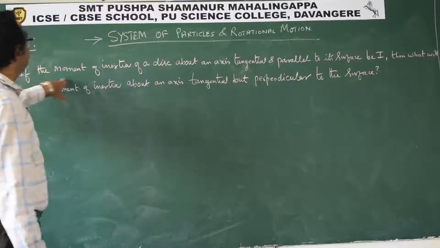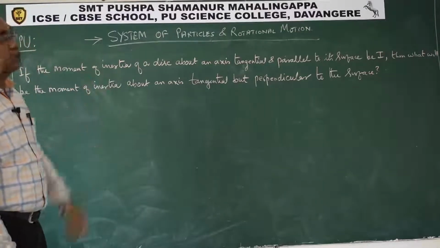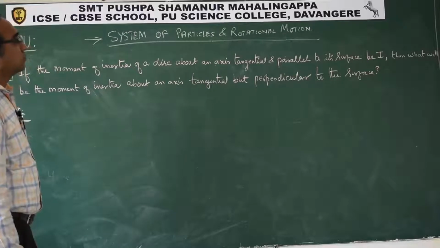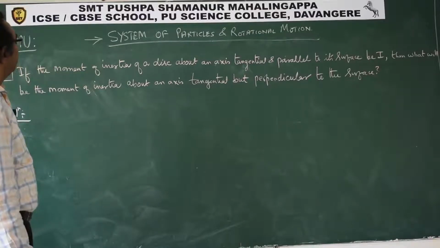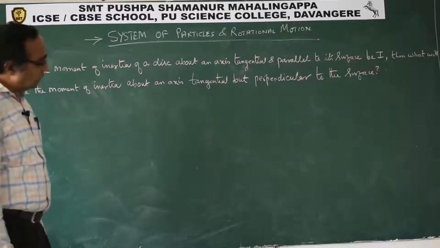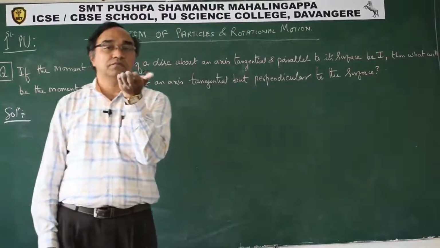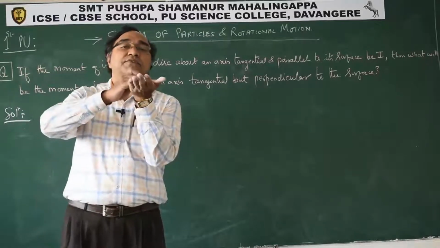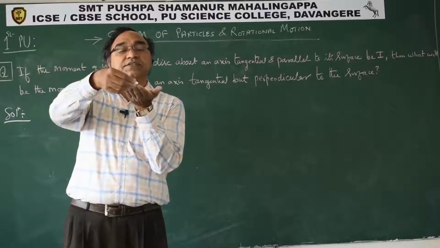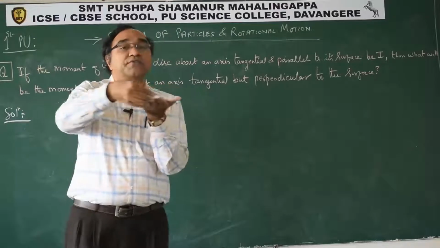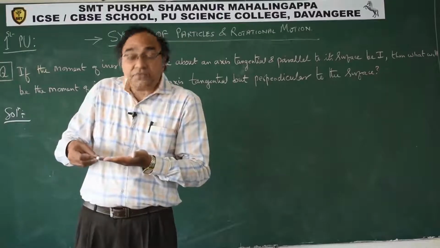The question is like this: if the moment of inertia of a disk about an axis tangential and parallel to its surface is I, then what will be the moment of inertia about an axis tangential but perpendicular to the surface? Let us understand. See, this is a disk, this is a surface, right? So tangential and parallel to the surface, so it is about this. It is not about the diameter, it is about this tangent.